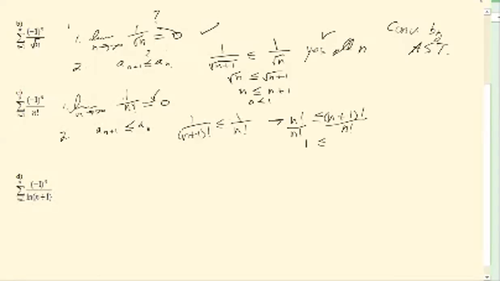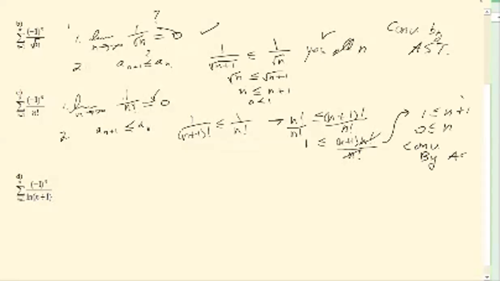This is 1, and this is n plus 1 times n factorial over n factorial. And factorials cancel, and then we're left with this. 1 is less than or equal to n plus 1. So this is 0. So this will be true as long as n is greater than or equal to 0, which it is for this. So this one is also convergent by the AST.